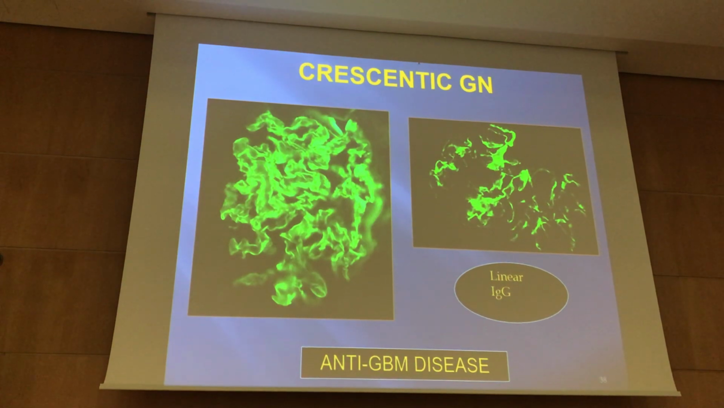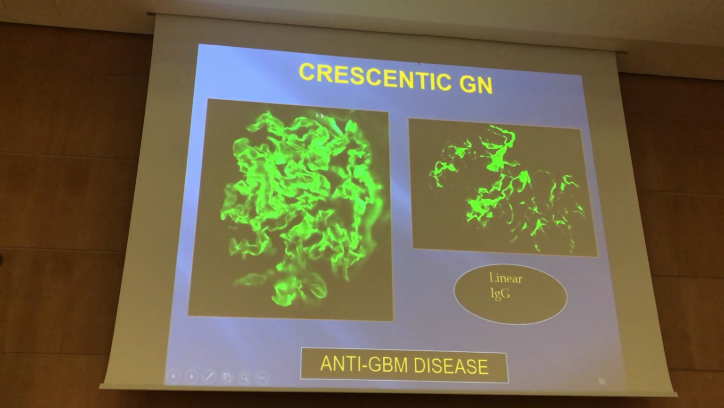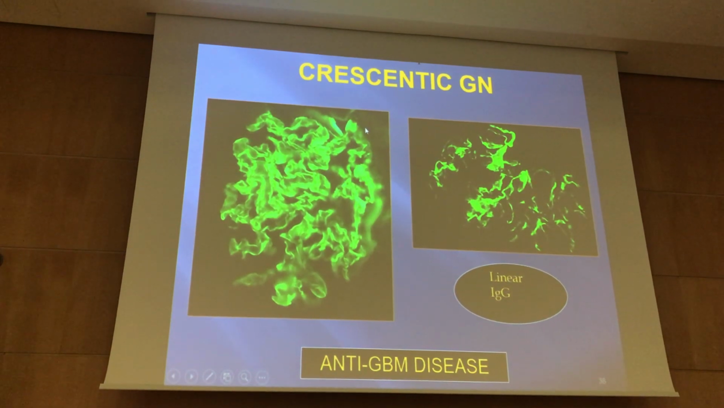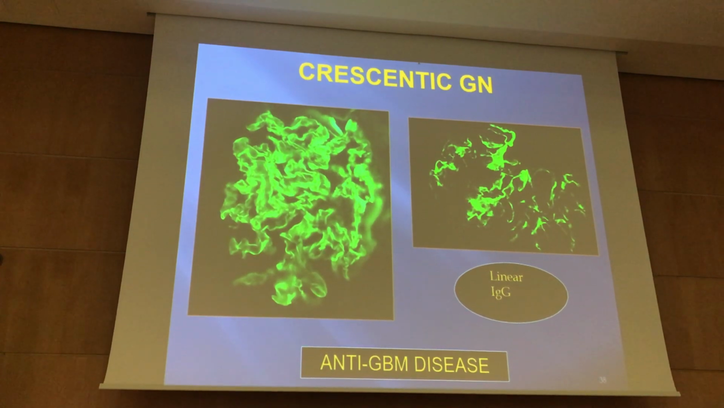This is anti-glomerular basement membrane. So this is a linear deposit. So you see how shiny and linear the deposit is. You can hardly see any granules on it. So, linear.